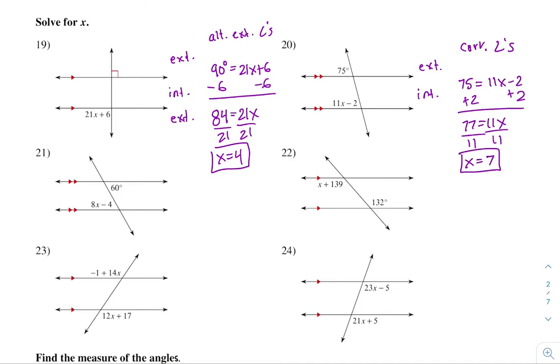Okay, 21. Okay, these are interior angles. And since they're interior, determine if they're same side or alternate. These are alternate. They're not on the same side compared to this transversal. Different sides. So we have alternate interior angles. So alternate interior angles, they're congruent. So that means they're the same or equal in measure. So 60 equals 8x minus 4. And let's solve. 64 equals 8x. Divide both by 8. X is equal to 8.